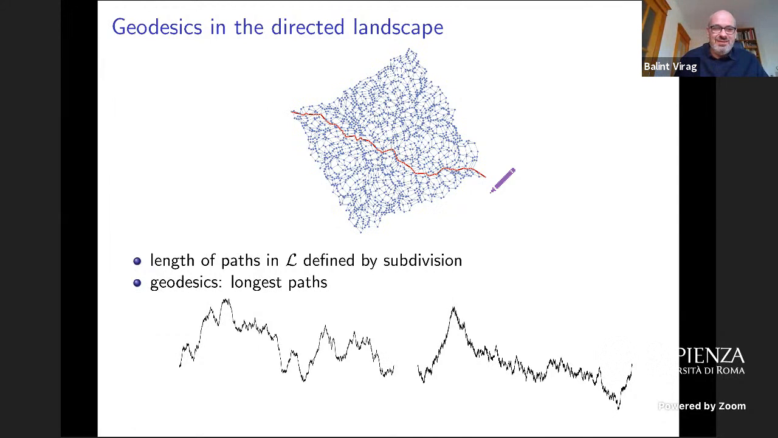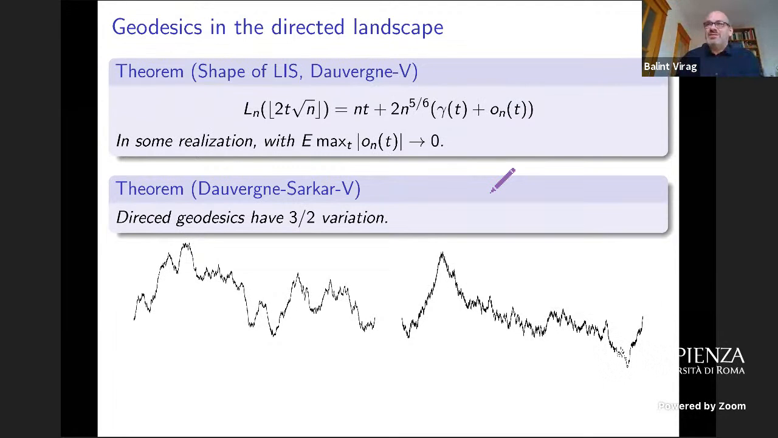Okay, so these geodesics are the limits of lots of things. And one of the things that they're a limit of is actually the longest increasing subsequence. So what is the longest increasing subsequence? I discussed that this length is approximately 2√n, and the fluctuations of the length are understood by the Baik-Deift-Johansson theorem.